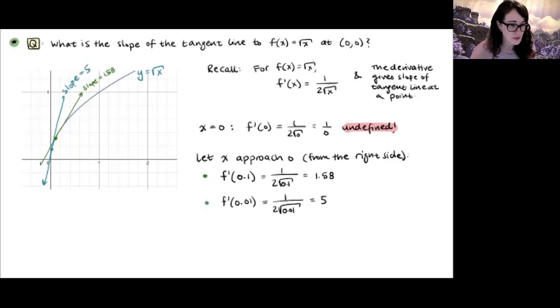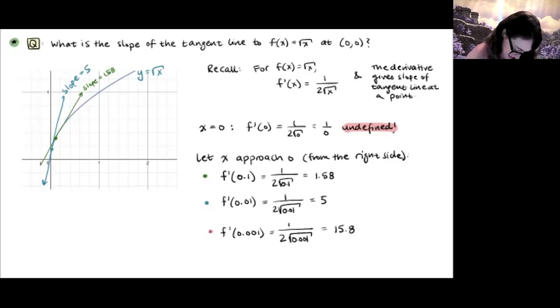Let's see what happens when we plug in 0.001. 1 over 2 times the square root of 0.001 comes out to be 15.8. So this is even steeper, 15.8. Let's see, I'll try. It's too thick, but somewhere like this, right? Pretty steep. Something like that. So here the slope would be 15.8.